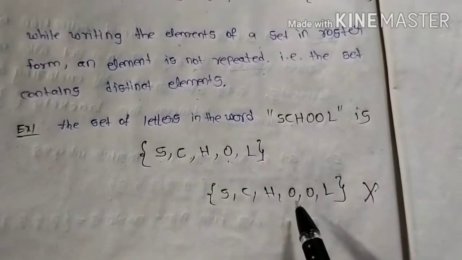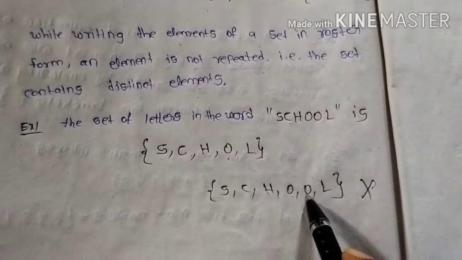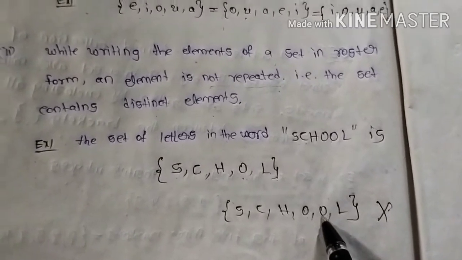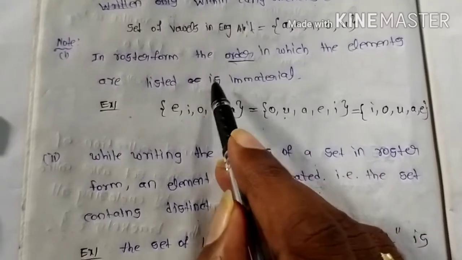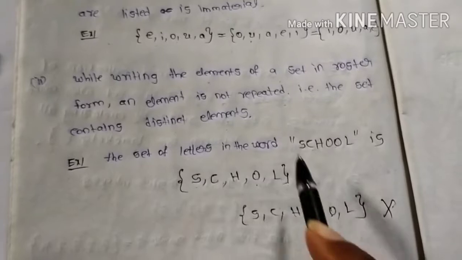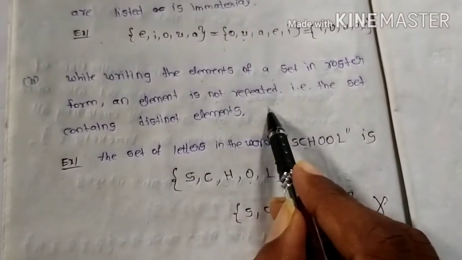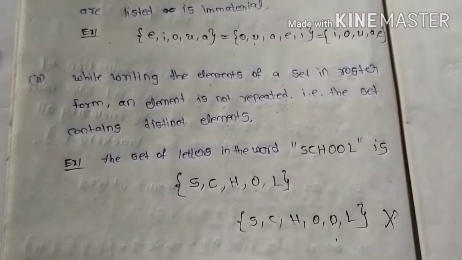If it is repeating two times, don't write two times. You can remember, very easy. The first condition is that the order is immaterial, and the second one is that no element is repeated. Is it okay? I hope you understood roster form.